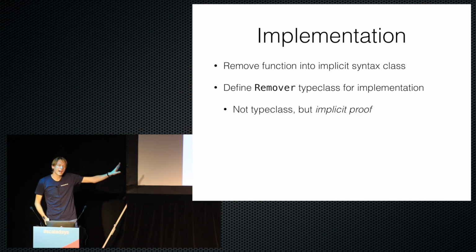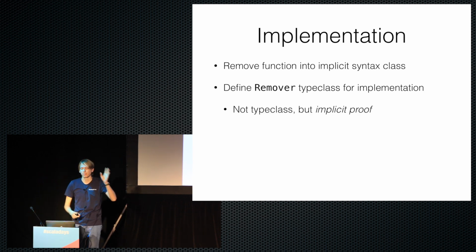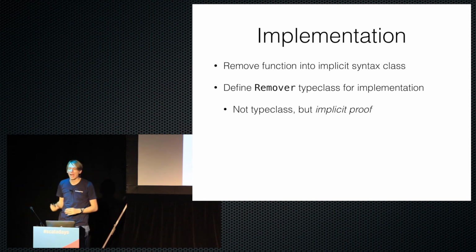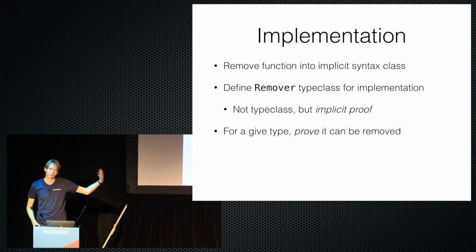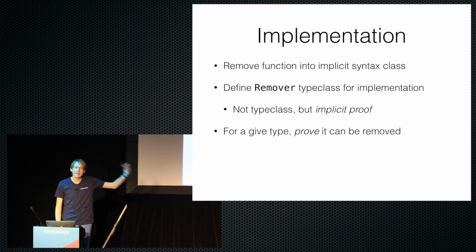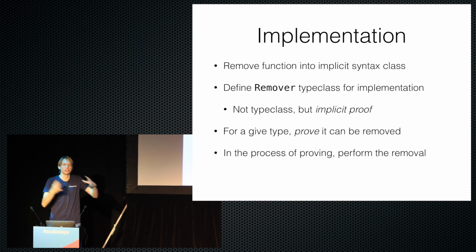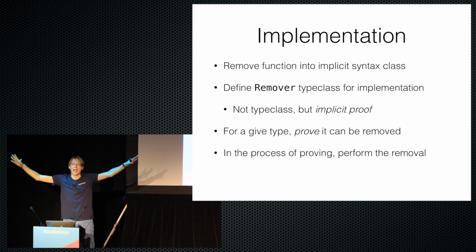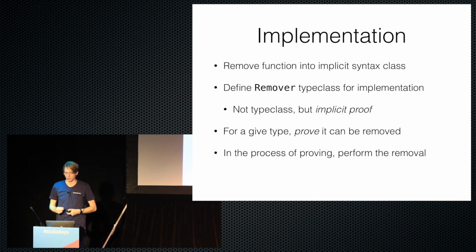And you should think of this not as a type class, but as an implicit proof. We're going to build a proof by sort of defining some facts, prove that we can remove a given type from the HList. And in the process of proving it, actually do the removal, right? So we've proved that it's possible to remove a type. And if it's possible to remove it, do the removal.